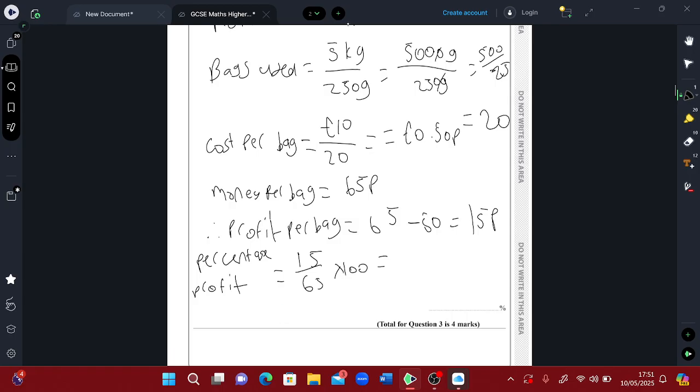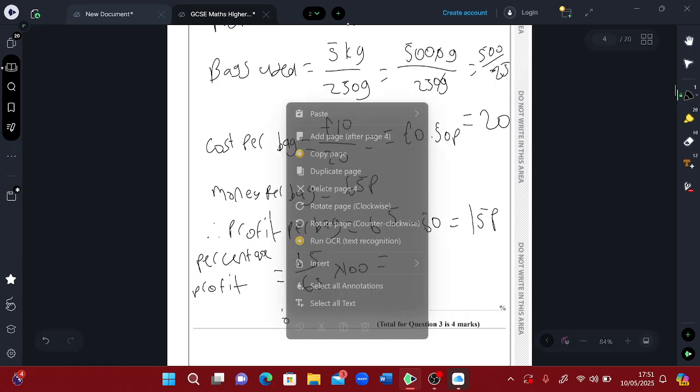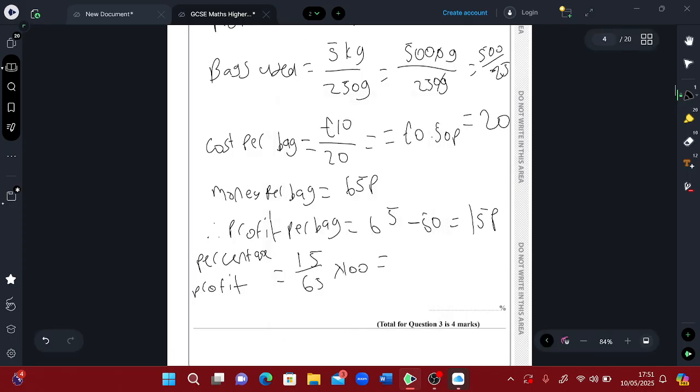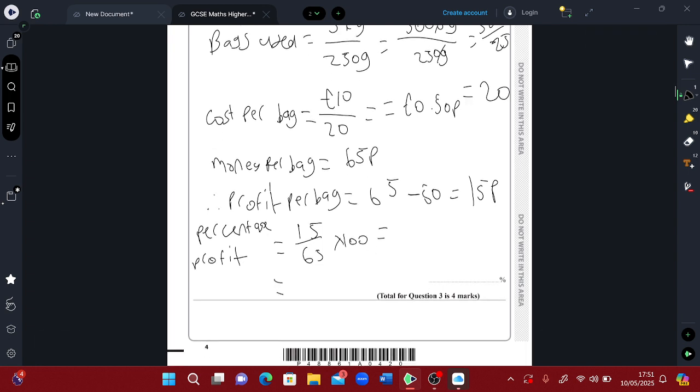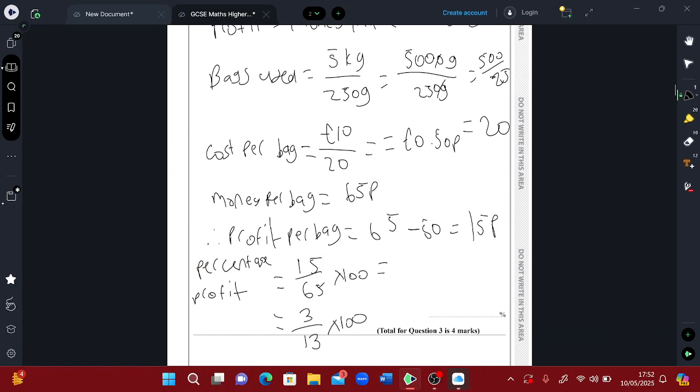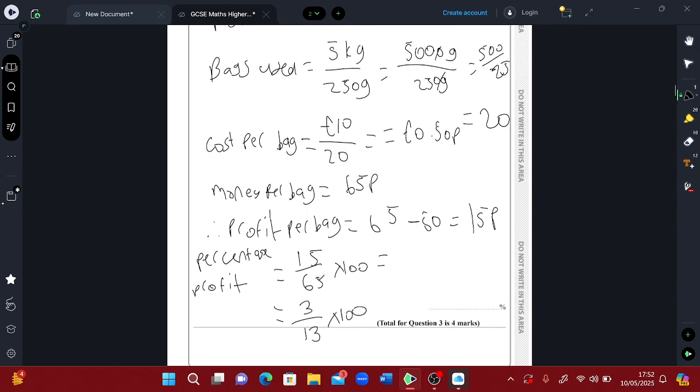Let's simplify it a little bit first. Okay, well, directly we don't know what number this is, but we know five goes into each side, right? So it's three over 13, right? Yes, I believe. Times 100. Hmm. Interesting.